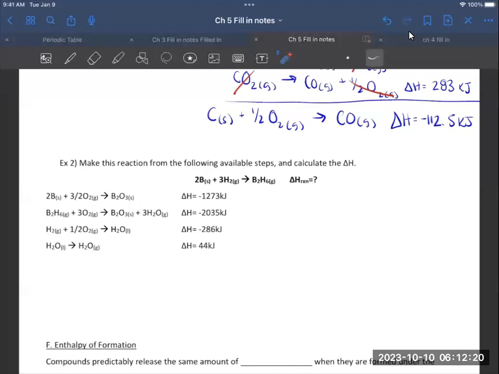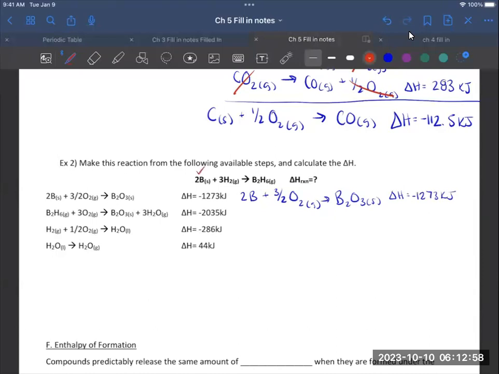So let's see. The first thing, I've got two B's and then I have two B's here. So I definitely know I'm going to need to keep this reaction as written. So I'm going to go ahead and copy that down. That's 3 halves O2 turning into B2O3 solid, and then the delta H for that is negative 1. Okay, and so I know that this is covered.